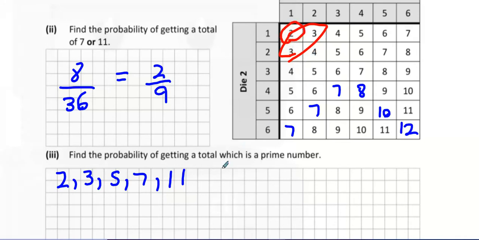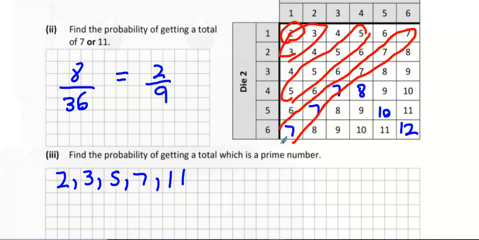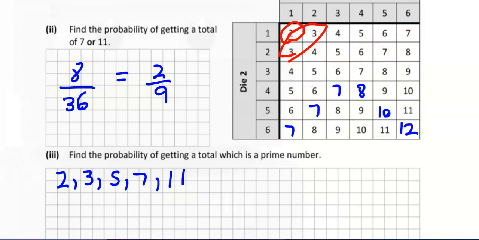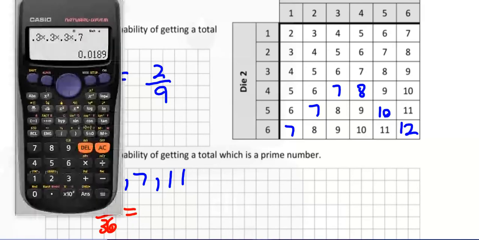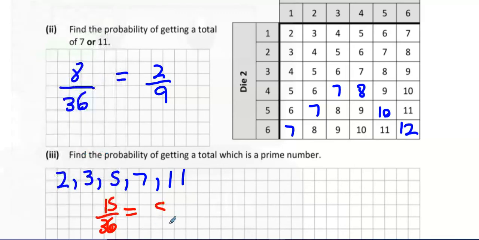2 can happen one way. 5 can happen 4 ways. See 5 there, all the 5s. 7 can happen 6 ways. And finally 11 can happen twice. So it's 1 plus 2 is 3, 3 plus 4 is 7, 7 plus 6 is 13, 13 plus 2 is 15. So 15 out of 36 is what my answer would be. 15 out of 36 is going to be 5 out of 12. Okay, and let's keep moving on here.